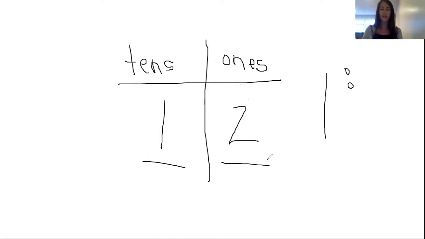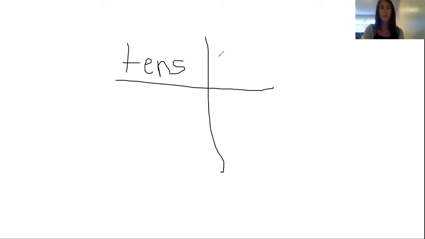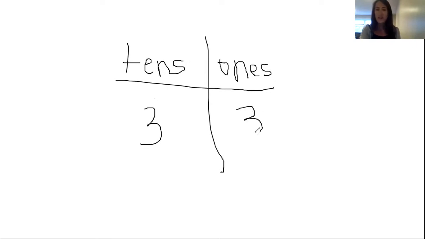Keep thinking about that idea while we do one more example. Remember, if you have paper at home, you can make a tens and ones chart, just like I'm doing now on our whiteboard. Now let's do a challenging one. How about the number 33? When I think about the number 33, I hear that there is a 3 in the tens place and a 3 in the ones place.